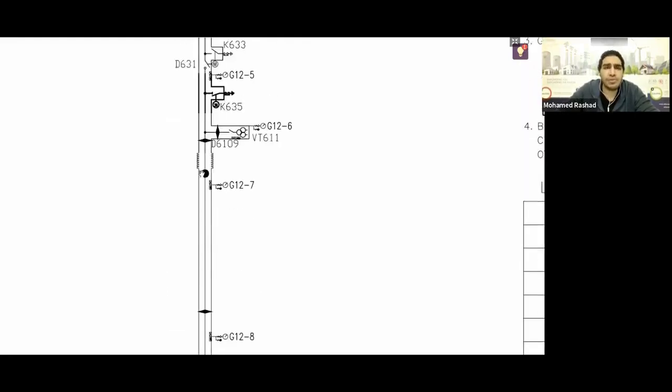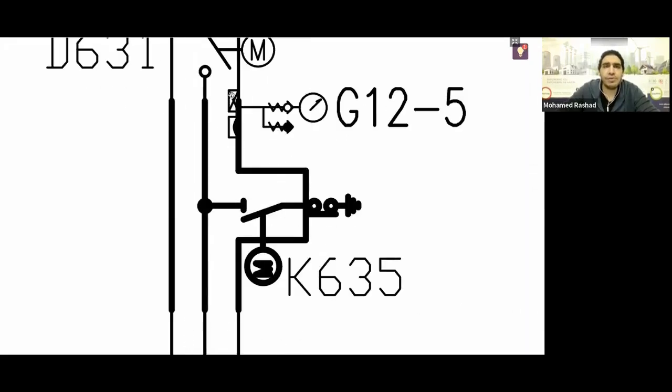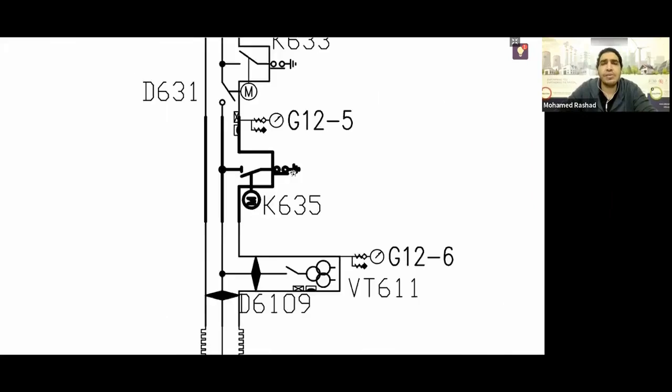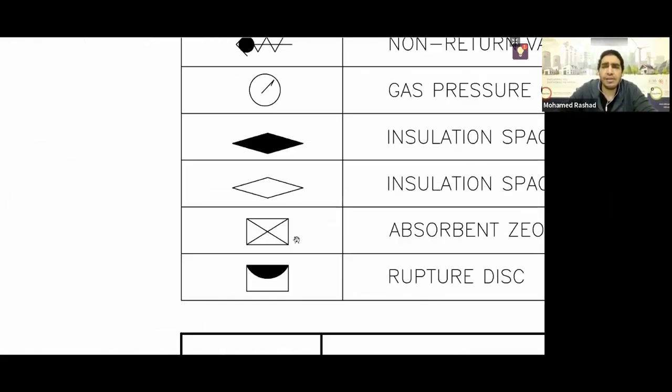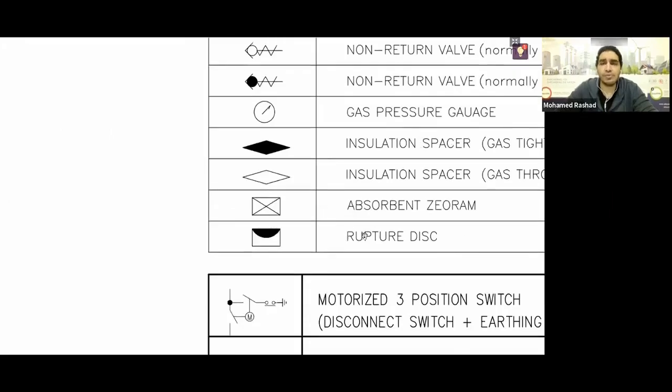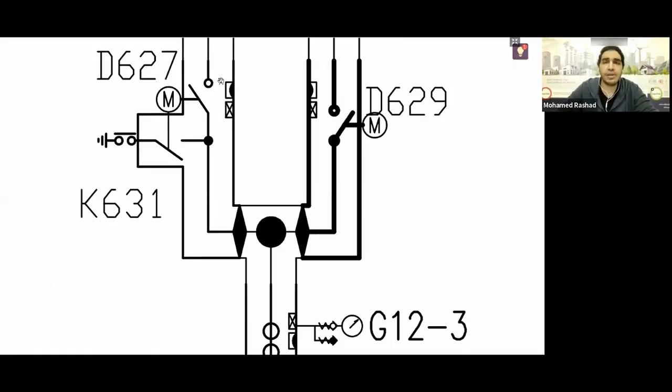Okay, nice. Before these circuits, from the section you see here, from these two shapes, you always find them side by side like this. One of them is a ruptured disc, and the other is something called absorbent zero. What is the idea behind these two? In every compartment, you will find these two side by side.